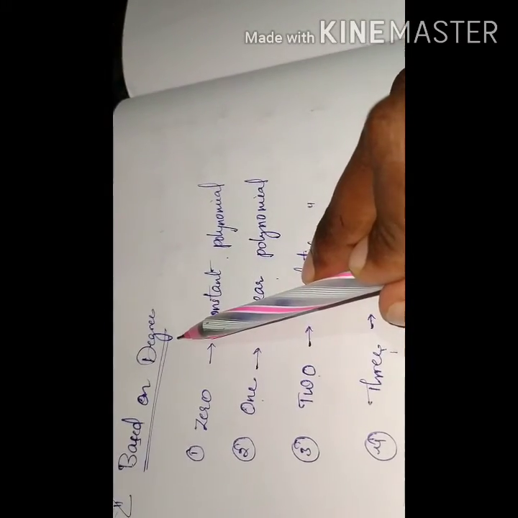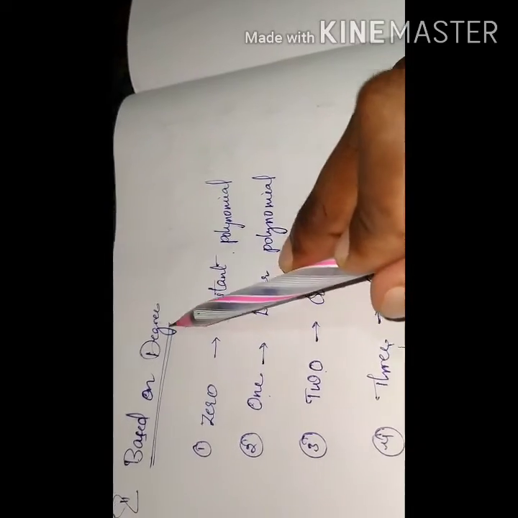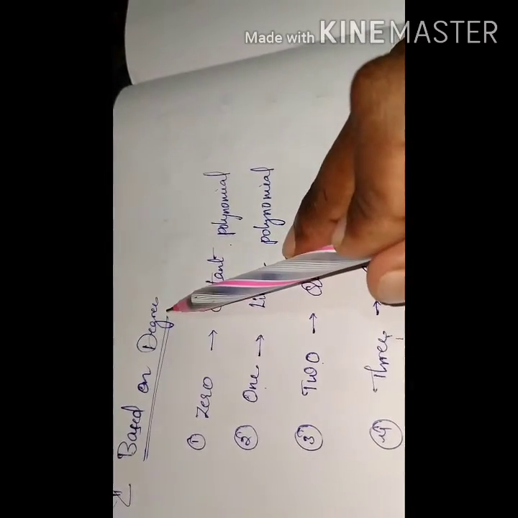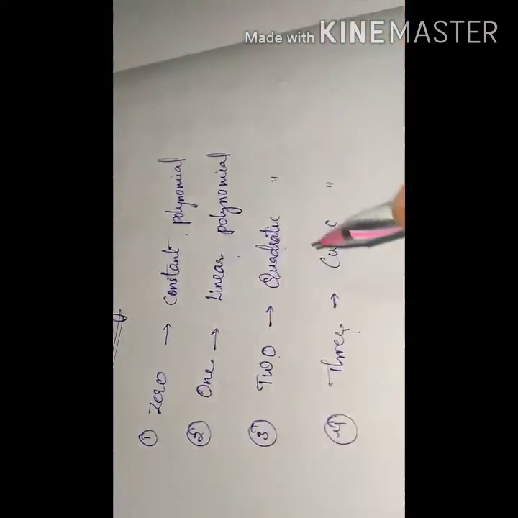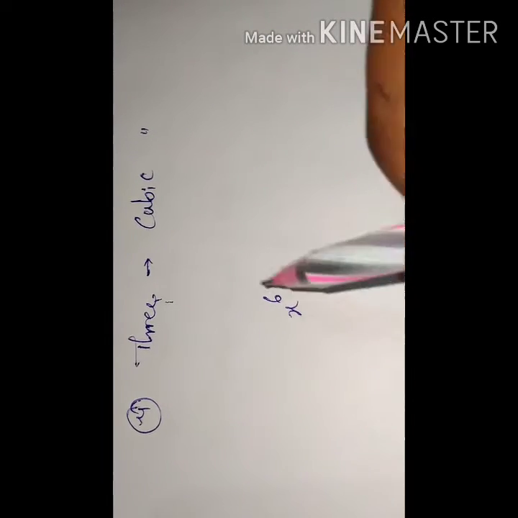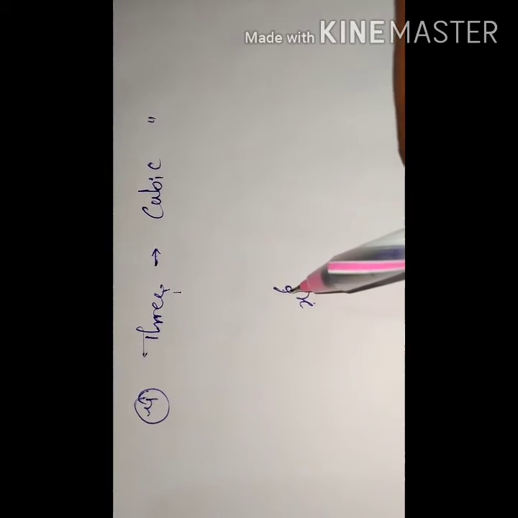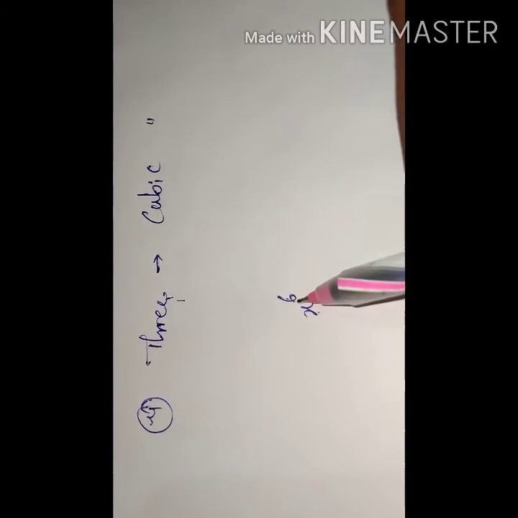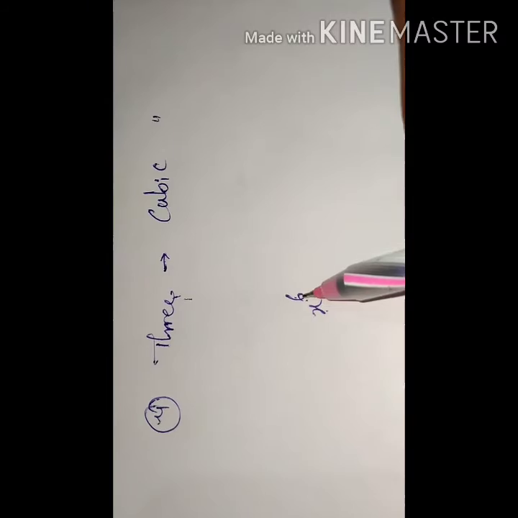Right? In the last class we discussed degree. Degree means what? The highest power. Right? See, let us take an example. Here we have x power 6. Right? What is the degree? Here 6. Right? This 6 is known as the degree.